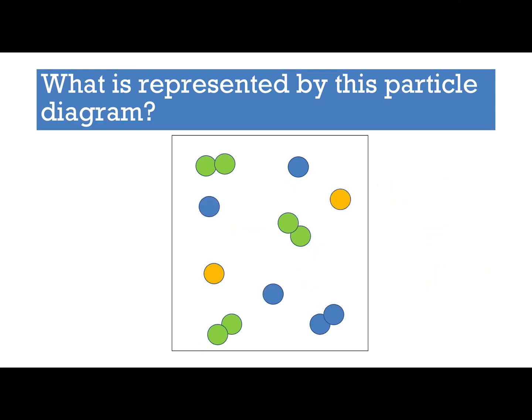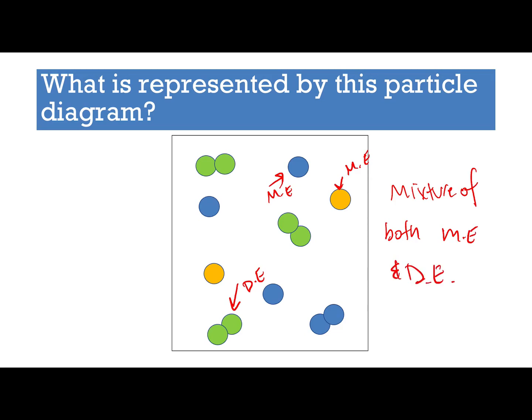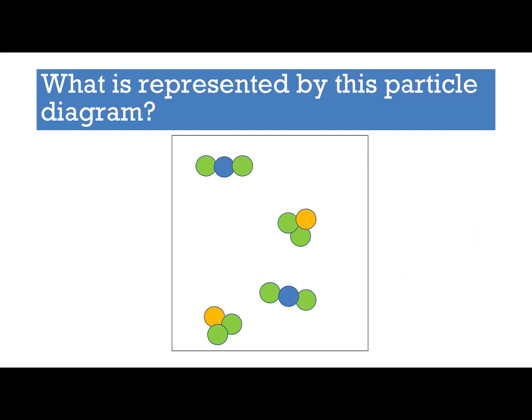Okay, moving forward, what is represented by this particle diagram? So again, it's a mixture of, well, here is a monoatomic element, here is a monoatomic element, here is a diatomic element, so we can say this is a mixture of both monoatomic elements and diatomic elements. This one right here, what is represented by this particle diagram? You should say it's a mixture of, again, label all of your different pieces. So we have 2 or more different colors, so this has to be a compound. Here is 2 or more different colors connected, so this is a compound. So we have a mixture of compounds.